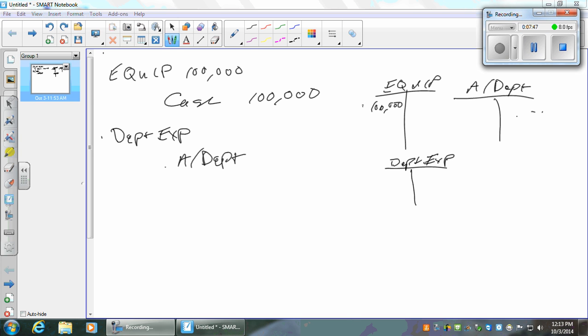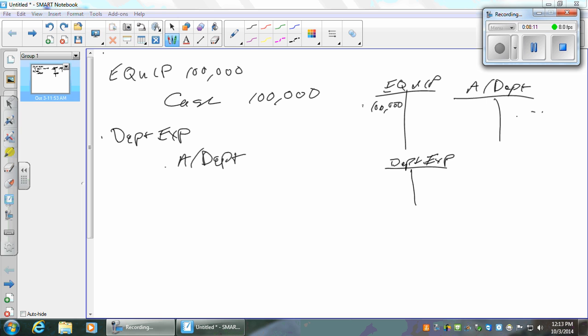This is just like we did with inventory. This is just like we did with allowance for doubtful accounts, isn't it? Debit cost of goods sold, credit inventory, just different amounts for different methods. Debit bad debt expense, credit allowance for doubtful accounts, just different amounts for different methods. Guess what we're going to do here? Debit depreciation expense, credit accumulated depreciation. That's what it is. I'm using it up, right? Just different amounts for different methods.